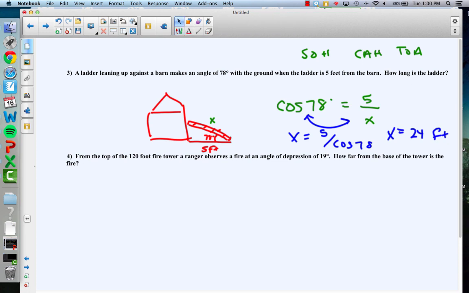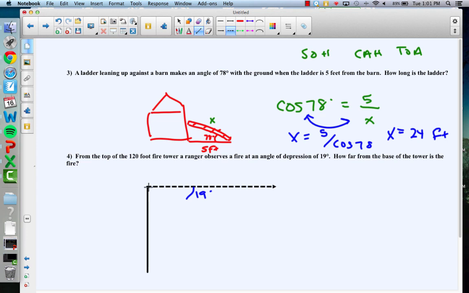Now, looking at number 4, we're dealing with an angle of elevation or angle of depression problem. So it says from the top of a 120-foot fire tower, so here's our fire tower, a ranger observes a fire at an angle of depression of 19 degrees. Remember, angle of depression is from a horizontal. So if we go down from that horizontal line 19 degrees, that's our angle of depression. So then he looked down all the way over here, and there was some fire. So there's our angle of depression, and it says how far away from the base of the tower is the fire.